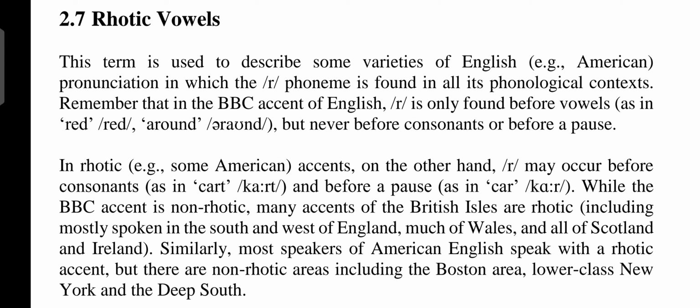For example, how monophthongs are particularly different from diphthongs, or what the differentiation is between triphthongs and monophthongs. And the final example is rhotic vowels. Let me repeat it again. Rhotic vowels, this term is used to describe some varieties of English, for example American pronunciation, in which the r phoneme is found.